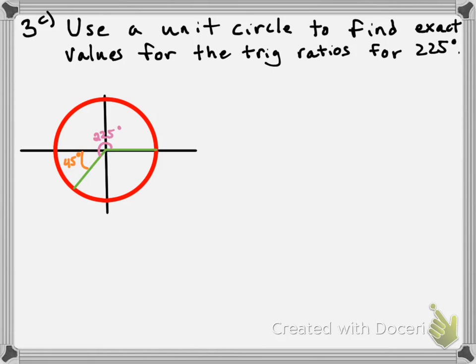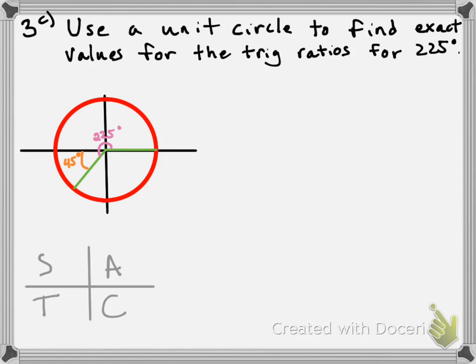Now remember that this alone is not enough to decide what the trig ratios are going to be, because we need another little rule. The trig ratios for 225 degrees are going to be the same as the trig ratios for 45 degrees, but we need to decide when we have positive and negative values. So we need our CAST rule.